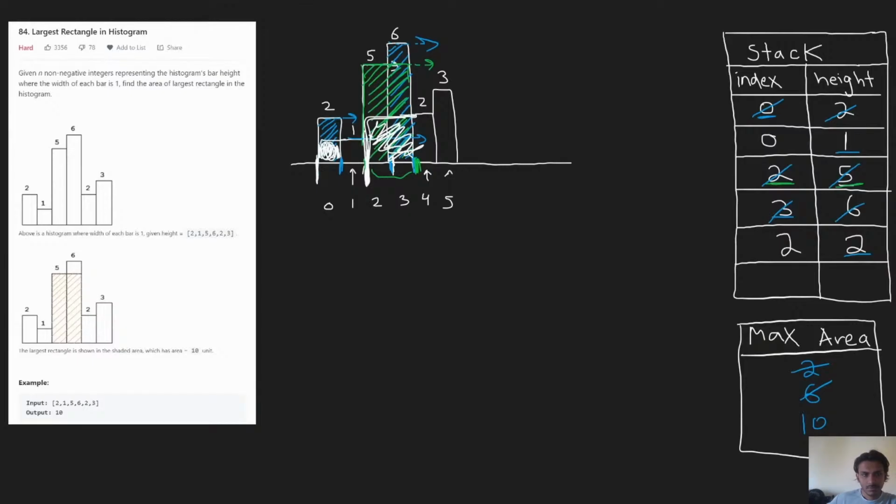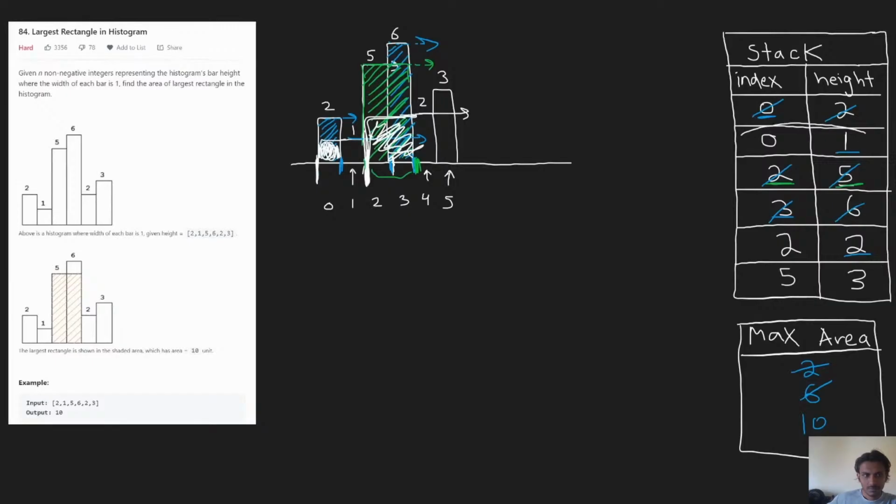Next, we reach index 5, the last element. So this height is 3. Let's put it on our stack. We see 3 is greater than 2. That means we don't have to pop the 2 from the stack. That means that this 2 can continue to be extended. There's no need to pop it. And what about the start index of this height 3? Well, we can't extend it backwards anymore, so I'm just going to say the start index is 5.